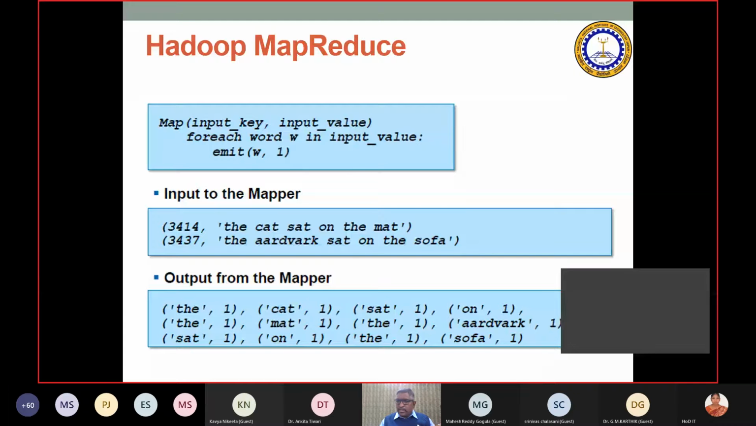This is called the word count program, right? You want to count the number of words. Let us say I give you a C program and I ask you to do a MapReduce kind of thing. I give you a file, or a Word document, and in the Word document, I want you to count how many words are there. It's a very simple program, right?